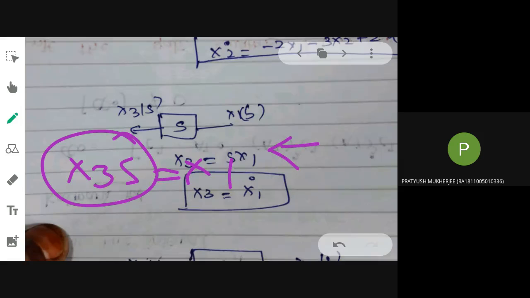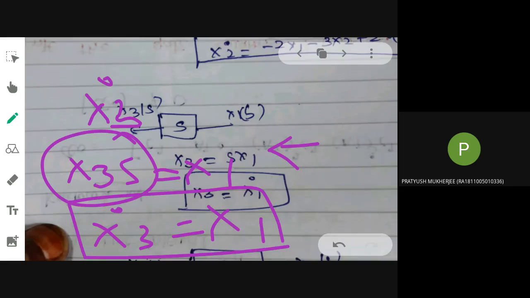How can you write x3 s? S is also one times s. So differentiation or integration, this can be equated as x3 dot. So x3 dot is equal to x1. Okay, that is state equation number 2.